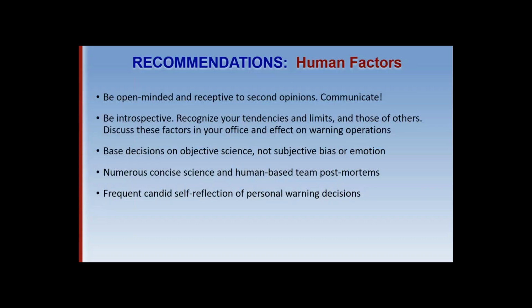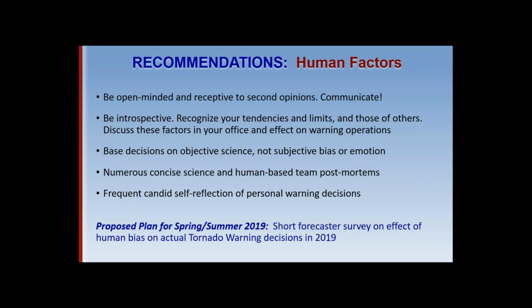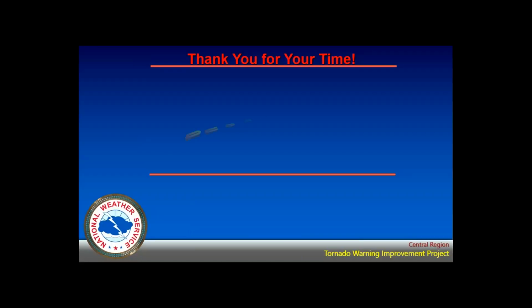So the TWIP has several recommendations for hopefully mitigating these negative human factors in warning environments. This includes making staff more comfortable and receptive to second opinions, and also being more introspective in understanding tendencies and limits of yourself and others. We are proposing for this spring into summer to introduce a short survey to warning meteorologists on the effect of human bias on actual tornado warning decisions in 2019.